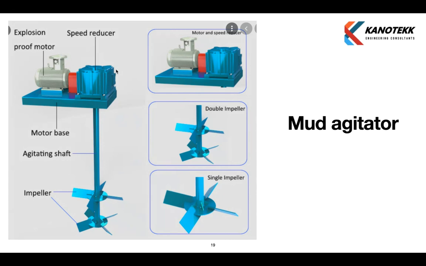This mud pit area is a hazardous area. Generally, due to the hazardous area marking, the motors have to be explosion proof. So all these agitators will have explosion proof motors. So that is the process.